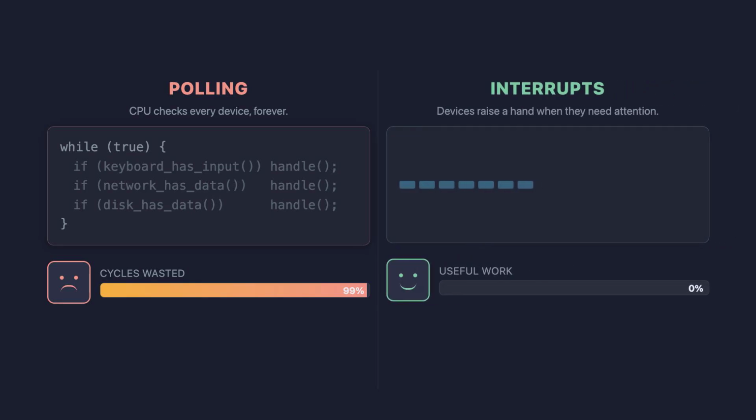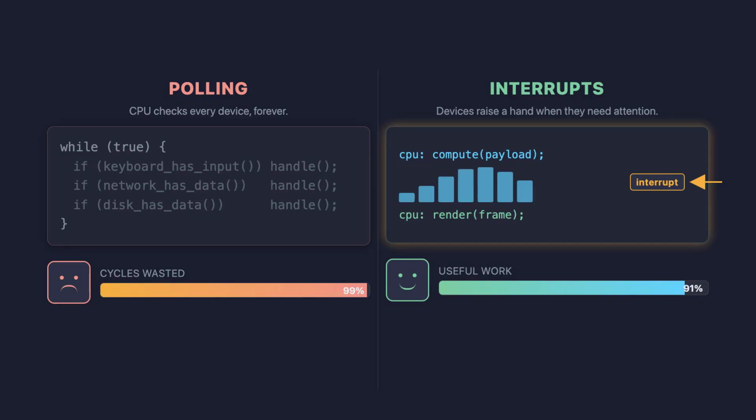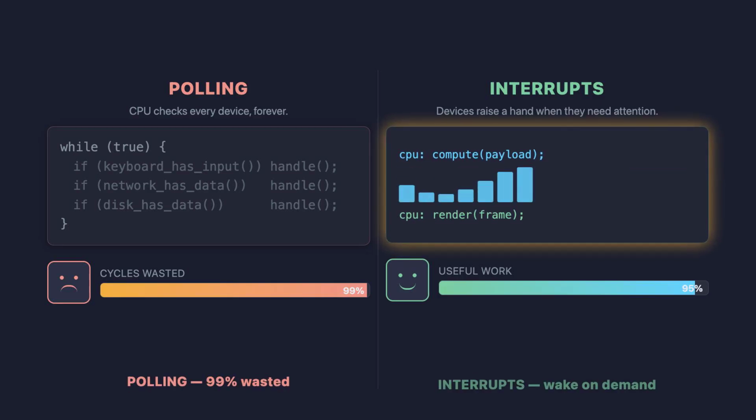Now flip the model. Let the CPU do real work, and let the device raise its hand when something happens. That's an interrupt. The device pokes the CPU on the shoulder, the CPU drops what it's doing, handles the event, and goes right back to work. Zero wasted cycles, instant response.